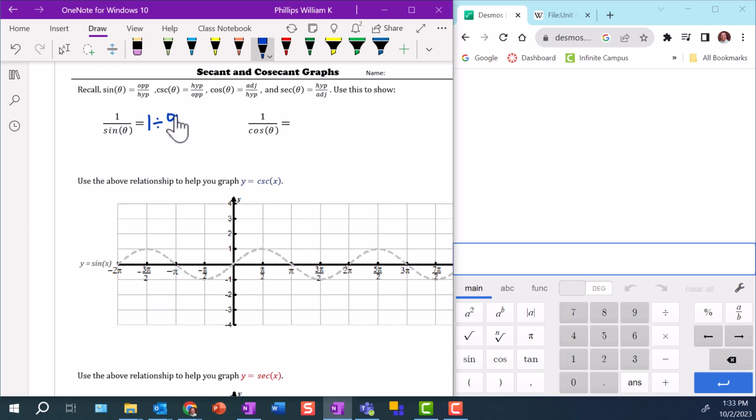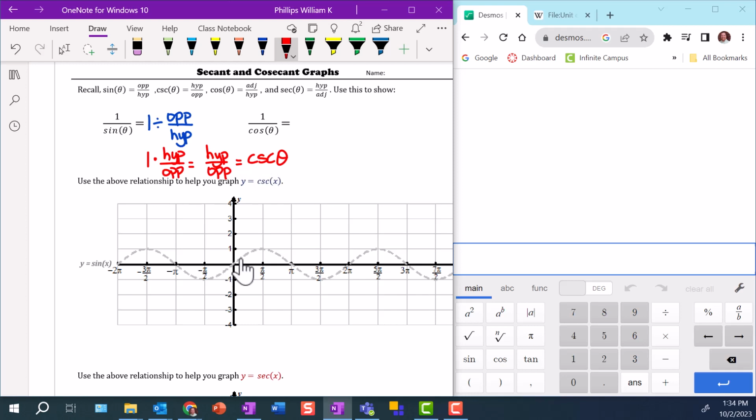And we know sine is the opposite leg over the hypotenuse. When we're dividing with fractions, we are going to keep, change, and then flip this fraction. So what we have now is 1 times the hypotenuse over the opposite, and this gives us the hypotenuse over the opposite. And we know that the hypotenuse over the opposite is cosecant. Now you may say, okay, why is that useful? Well, taking the value of sine and flipping it is going to give us our values of cosecant.